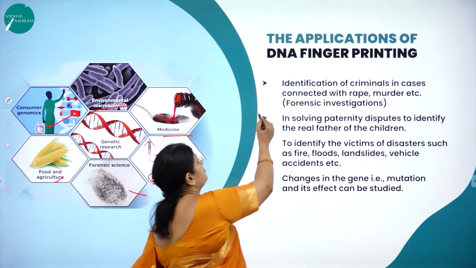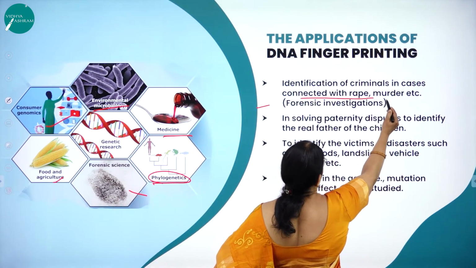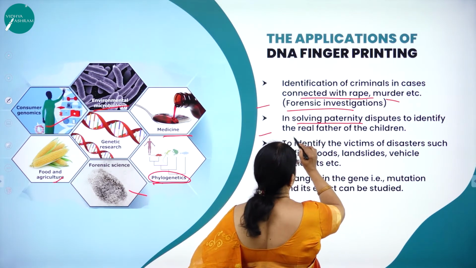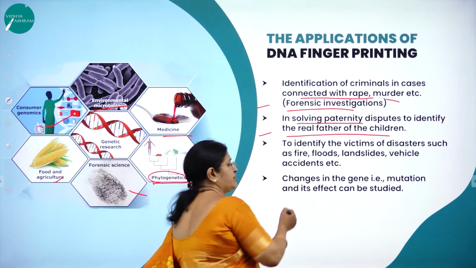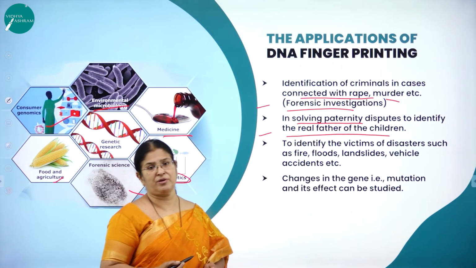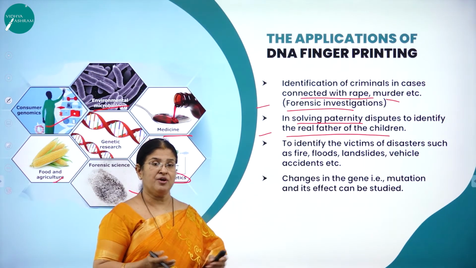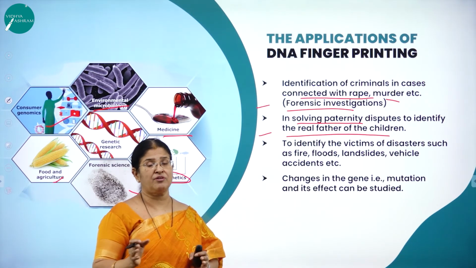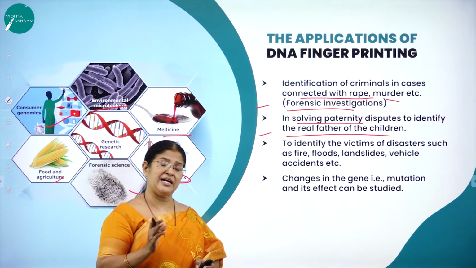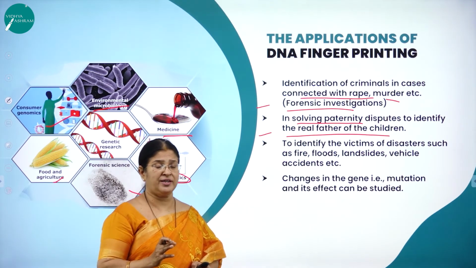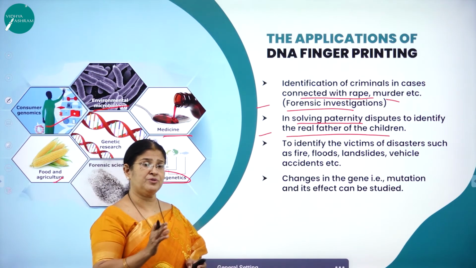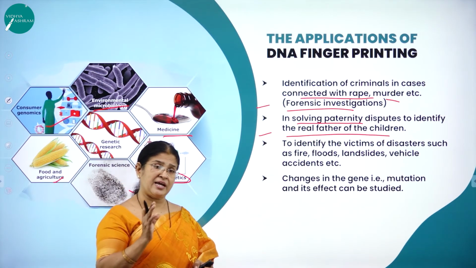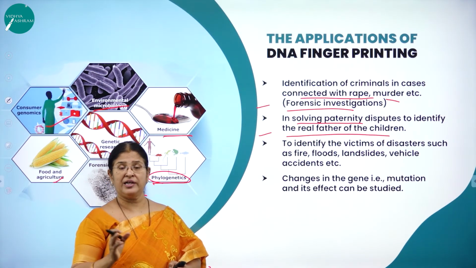Identification of criminals in cases connected with rape and murder, that is, in forensic investigation. In solving paternity disputes to identify the real father of the children. This is a very common thing which you come across, particularly in maternity homes. When babies are born, they look alike, so sometimes there are chances of the exchange of babies. In that case, if they claim a child and it is not possible to arrive at a correct decision, then they can go for fingerprinting, where they can arrive at the correct decision of claiming the parentage of the child.